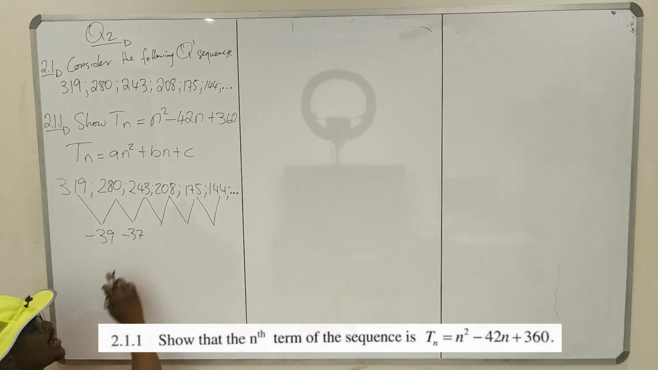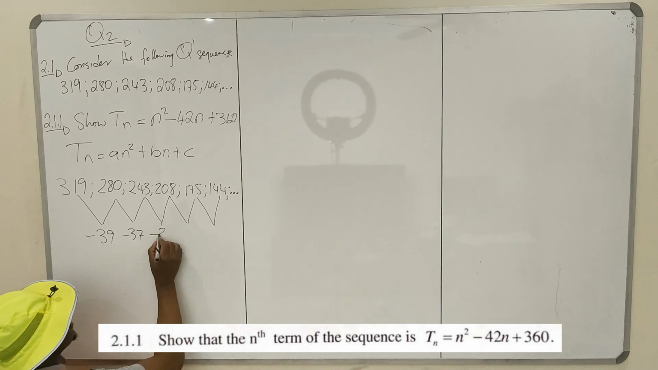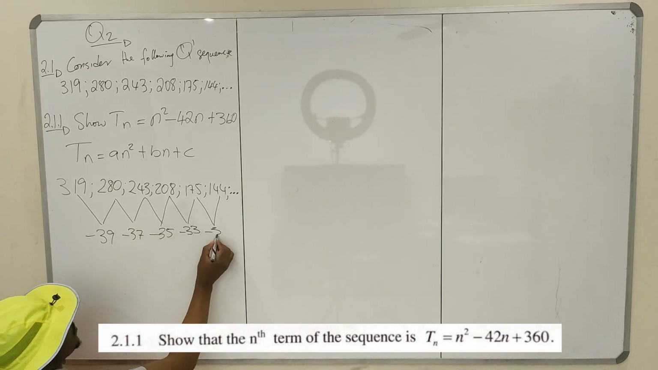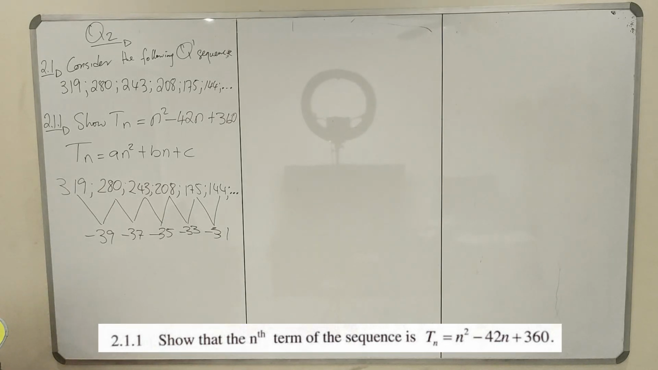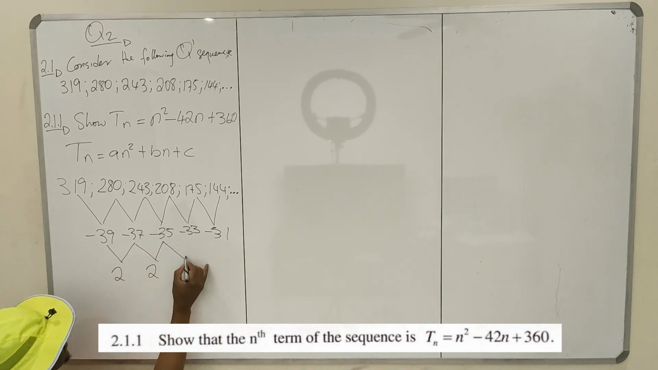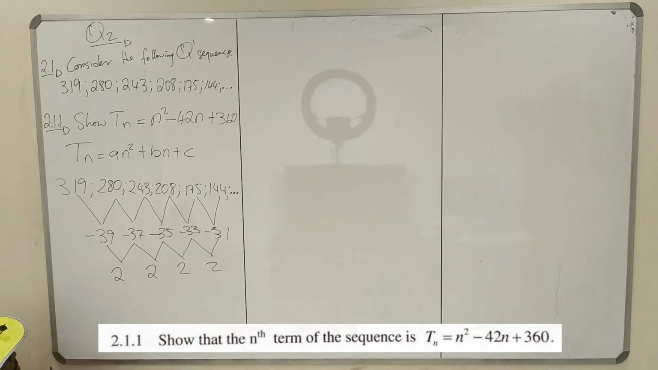Like I said, the first difference is a linear sequence, an arithmetic sequence. So you might expect this to be minus 35, minus 33, minus 31, right? The difference between these two is 2, between these two is 2, between these two is 2, and between this and that is 2.